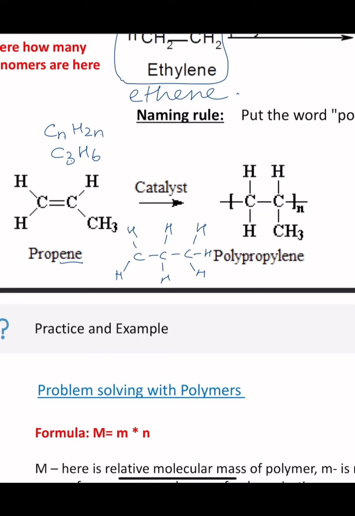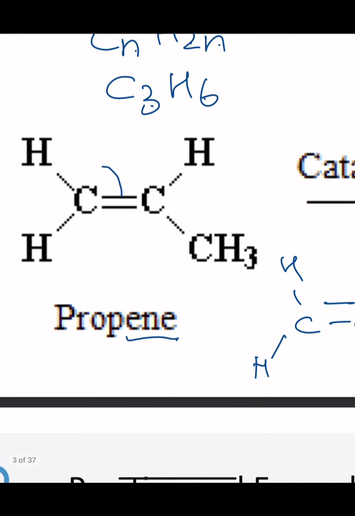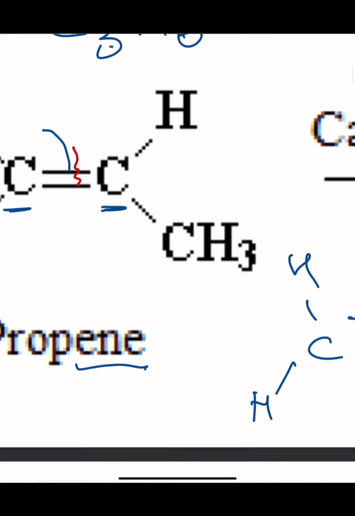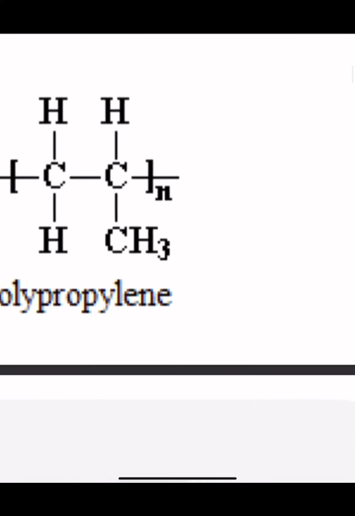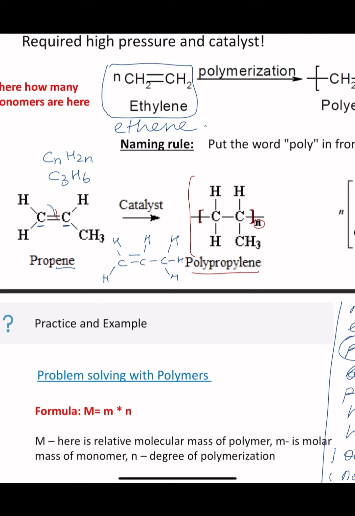Oops, I made a mistake. Now you delete this one, and now you have your propene. And the bonding happens here on these carbons that are holding the double bond. So we break this double bond, like we break one of them, and then we keep adding one after another. And this is the short version of it. You see the bracket showing that n amount of these are connected, and we call this polypropylene.